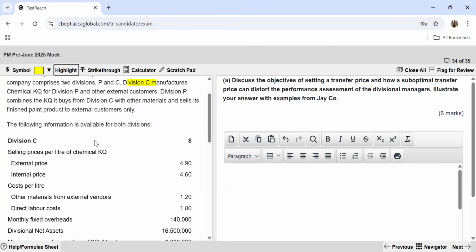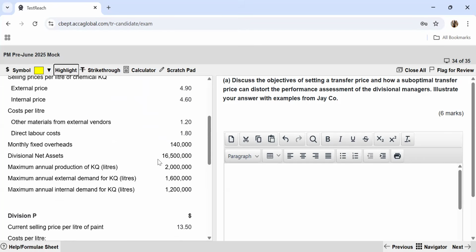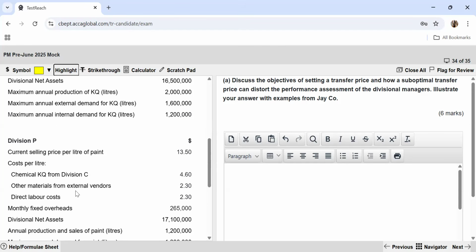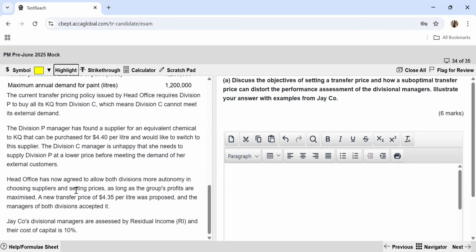The following information is available for both of the divisions: selling prices, external price, internal price, cost per liter, monthly fixed overheads, divisional net assets. Then we are given the maximum annual capacities, the demands. Division P also has the same information. The current transfer pricing policy issued by the head office requires Division P to buy all of its KQ from Division C. That means it's mandatory to buy everything from inside.